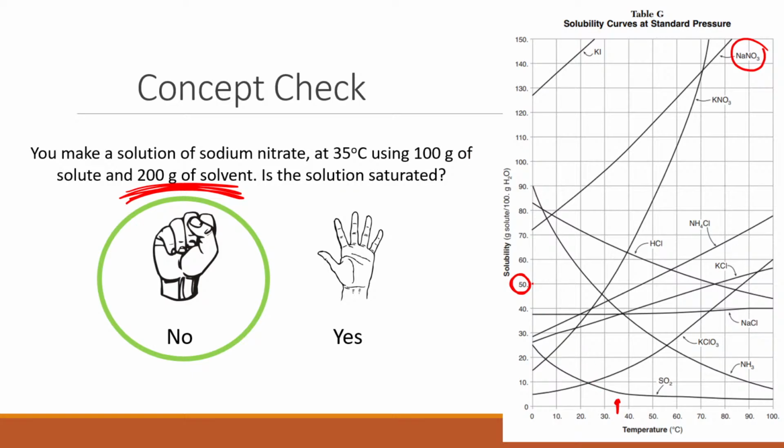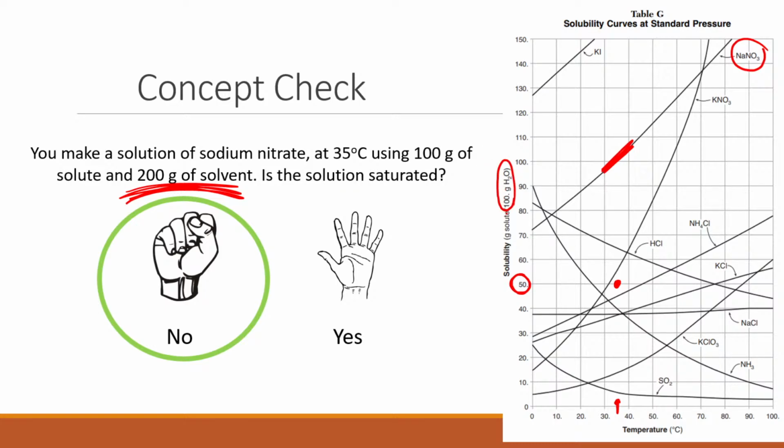And when we follow this across to 35, we get this point, which is way under the line. So it is not saturated. Normally, 100 grams, right? If this was 100 grams of solvent, this would be a saturated solution, right? 100 and 100 at 35. But with the doubling of the water, we don't have 100 grams of solvent. We have 200 grams of solvent.